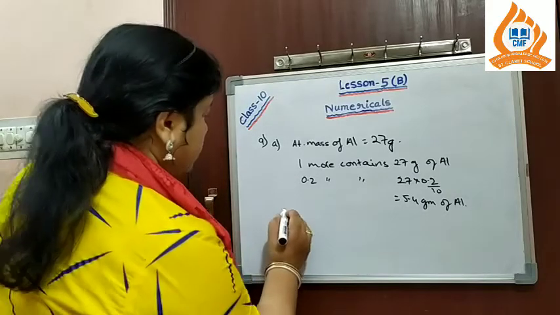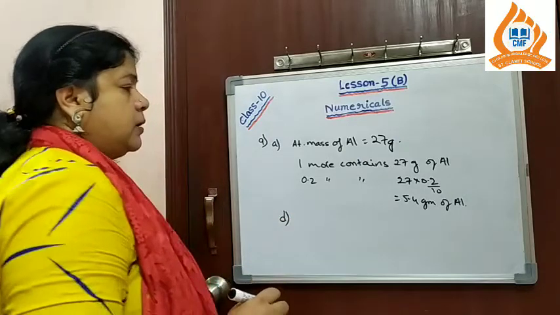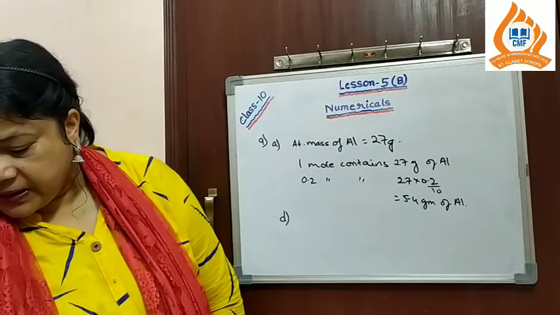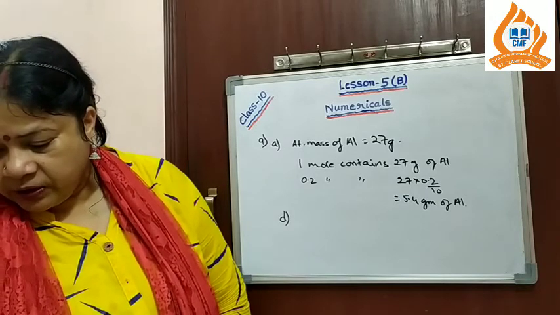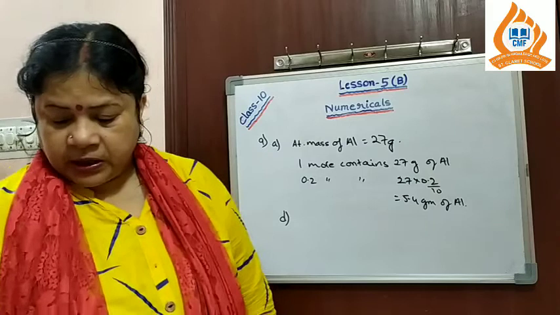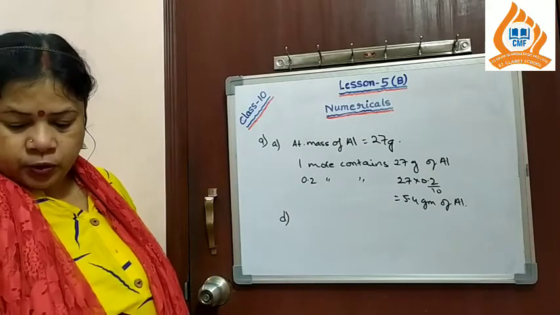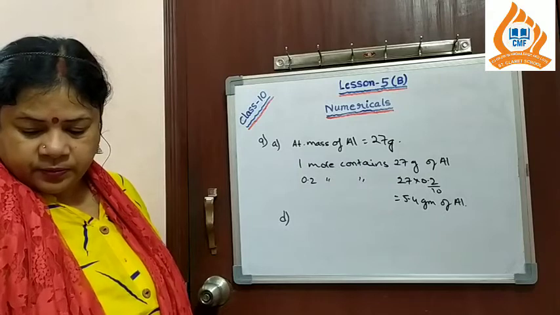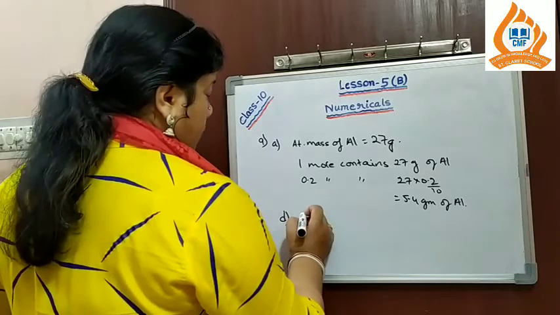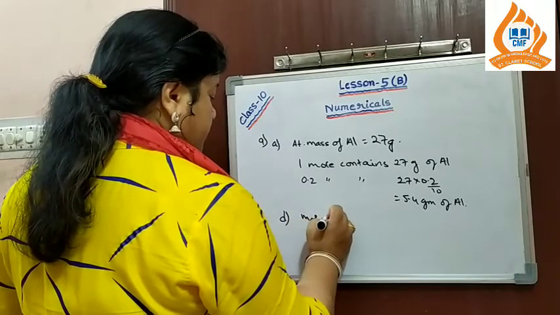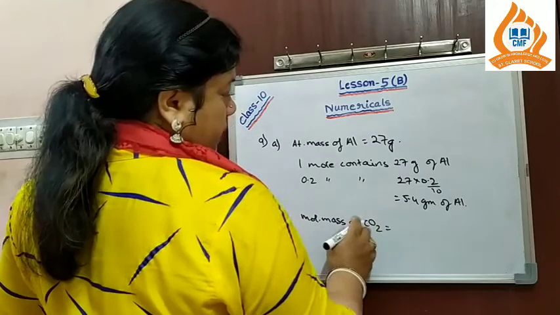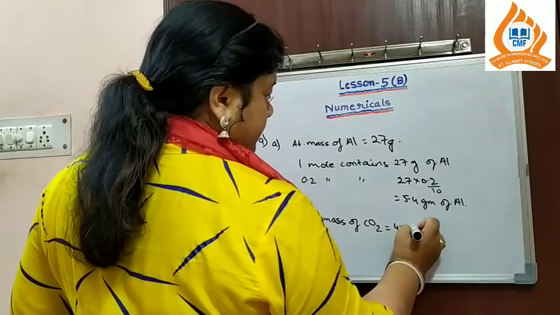Part D I am doing. The rest you practice. CO2 is present in 0.1 moles of it. So we will say again the same thing. CO2 is a compound, so the molecular mass of CO2 is 12 plus 32, that is 44 grams.